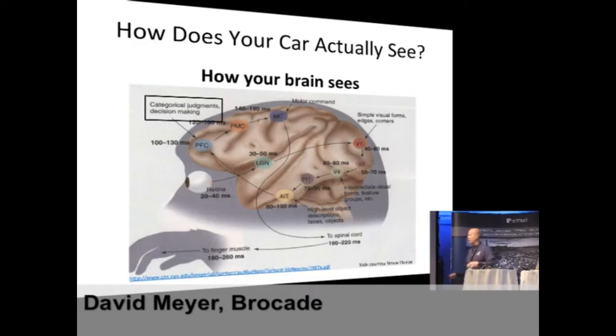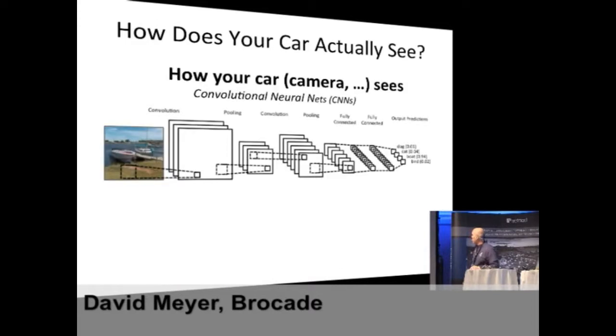So now, how does your car see, or your camera? Well, it does it the same way. This is a convolutional neural net, and basically what it does is it takes patches of the image and, through these processes, it starts to understand them, and then at the top of it, it goes, oh, it's a dog, right? And it does it in the same way. It composes these smaller, simpler parts.